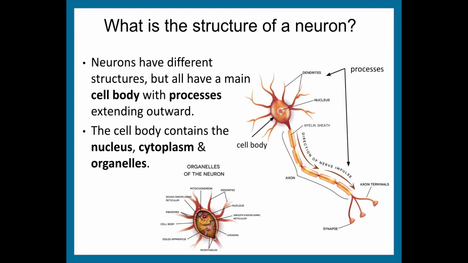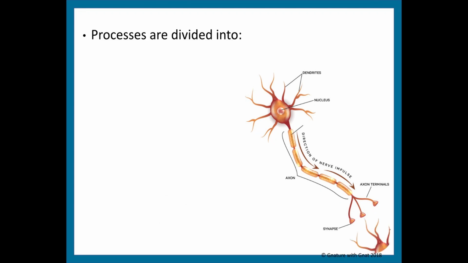I've drawn arrows here pointing to these extensions from the cell body, and again, those are the processes. Down at the bottom of the screen, you see the cell body in more detail with the organelles inside it. Okay, now let's talk about processes.